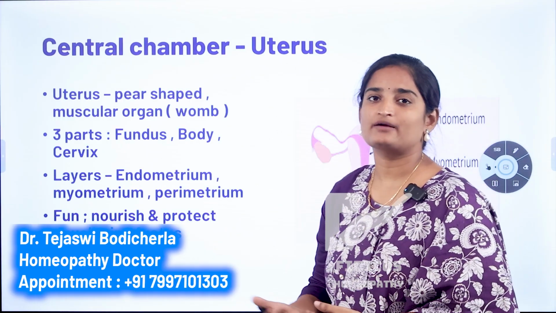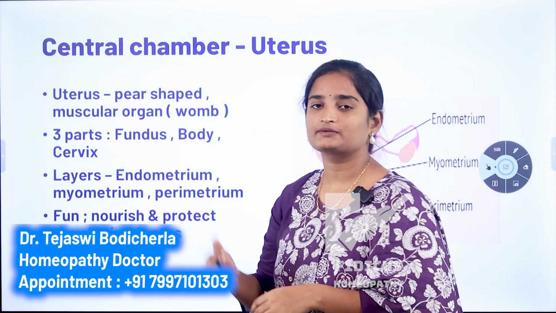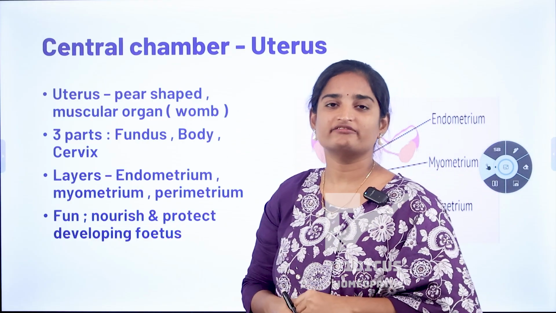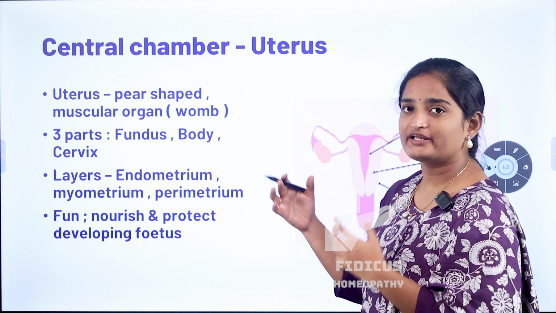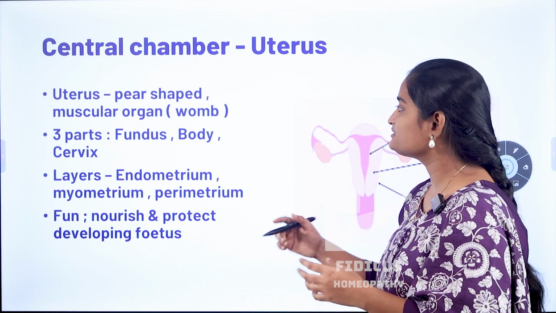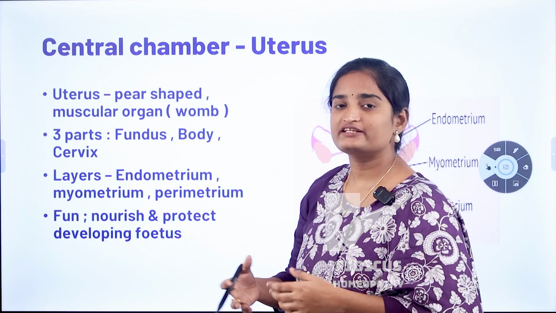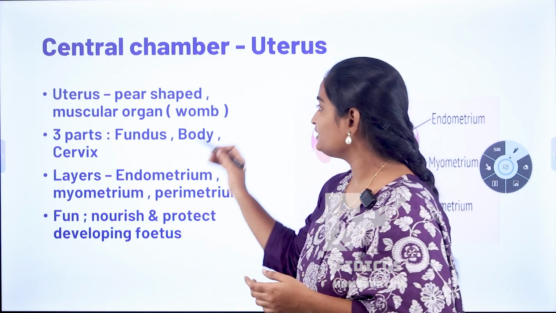Now coming to the central chamber. The central chamber is called the uterus. Why is it called the central chamber? Because the uterus is the most important organ in the female reproductive system. The uterus is a pear-shaped muscular organ. It means there is a wider upper end and a narrow lower end. That's why we call it pear shaped. It is a muscular organ. Sometimes it is also called the womb.